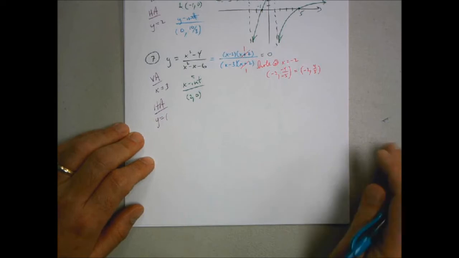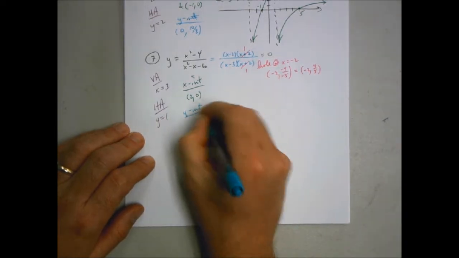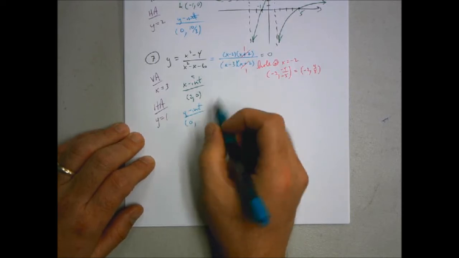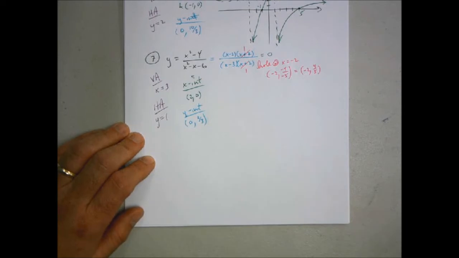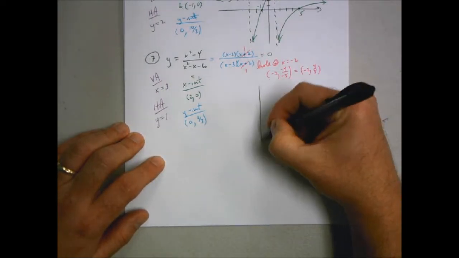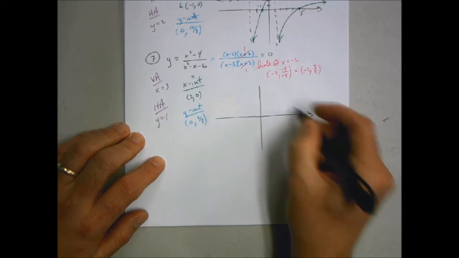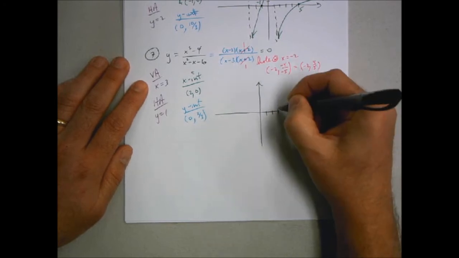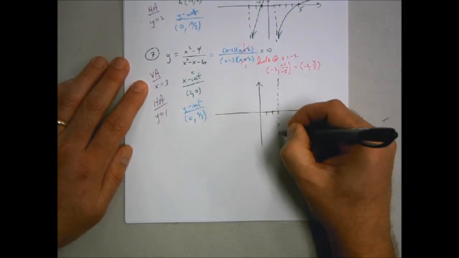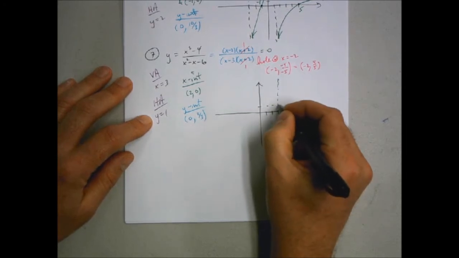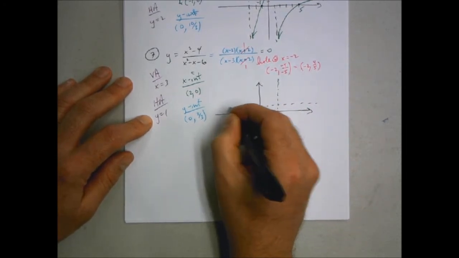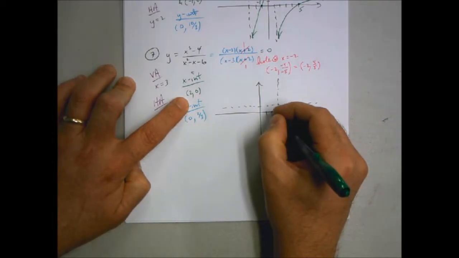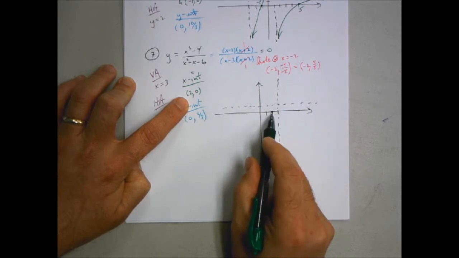So x equals 3, vertical asymptote. Y equals 1, horizontal asymptote. X equals 2 is intercept. Y equals 2/3, or 0, 2/3 is the y-intercept. And don't forget about the hole. The hole is negative 2, 4/5. How do we graph a hole? Put a little hole at negative 2, 4/5.